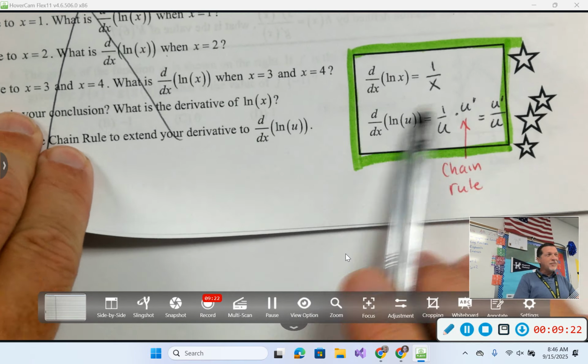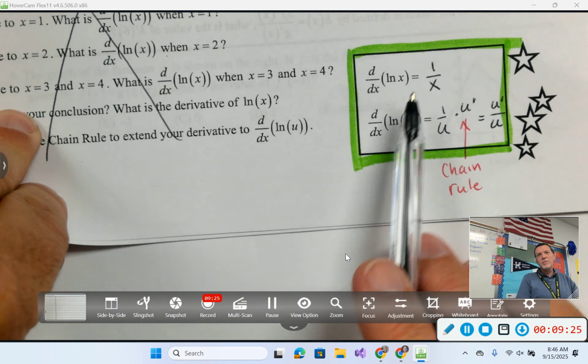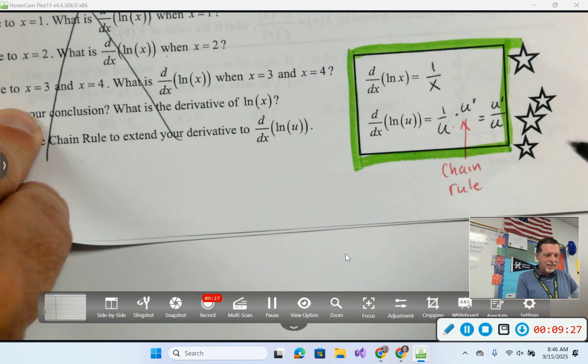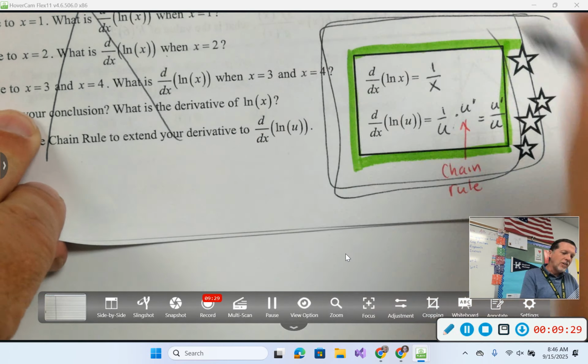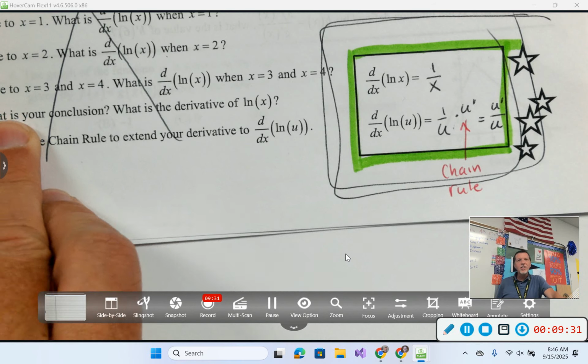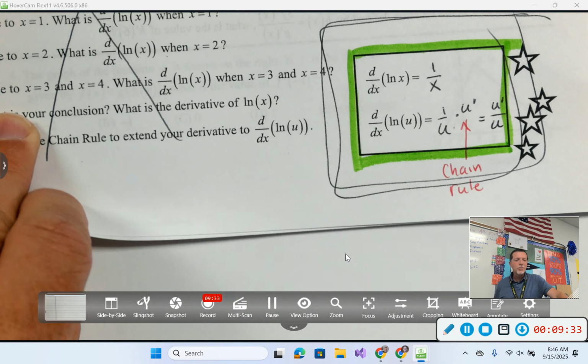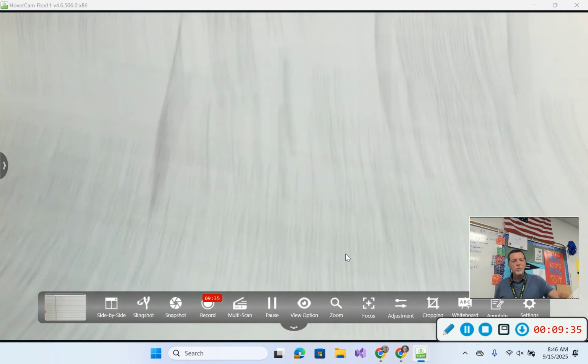Okay, that's it for the new stuff. We're going to do some practice problems. We're going to use it. But that's it for today. You've got to know the derivative of natural log is. Actually, that's not quite it. We're going to do one more thing. Derivative of natural log is 1 over x.